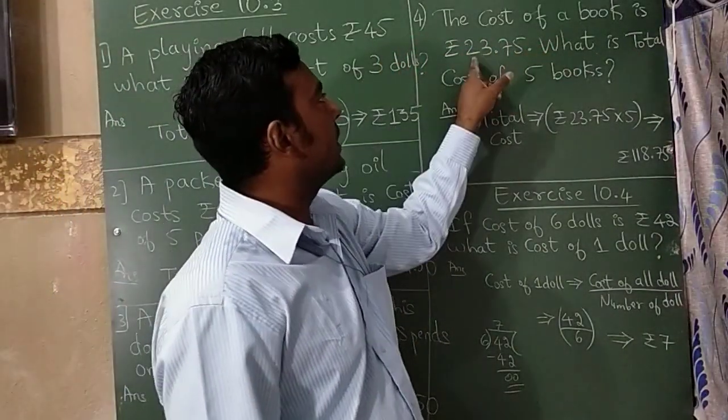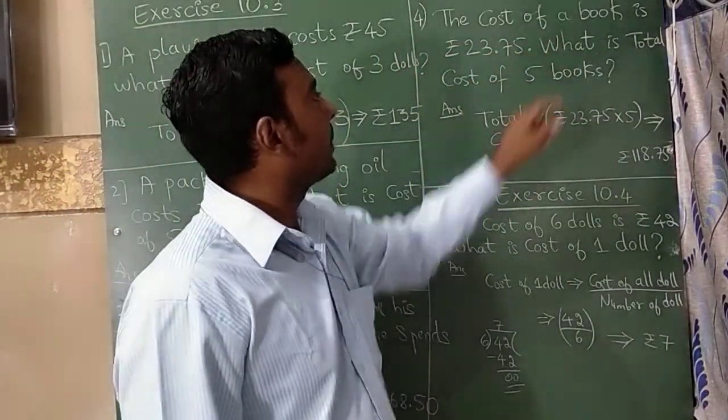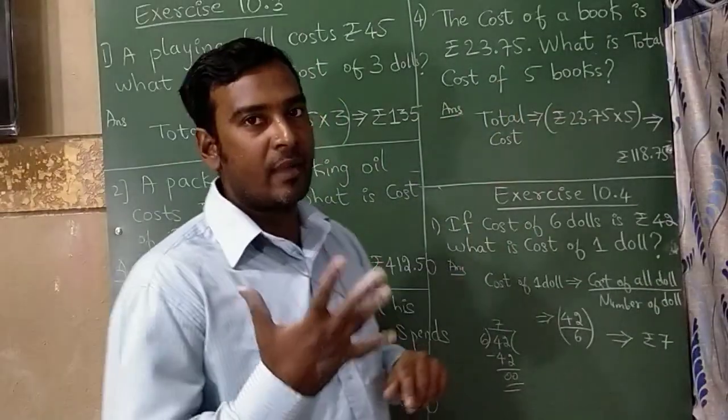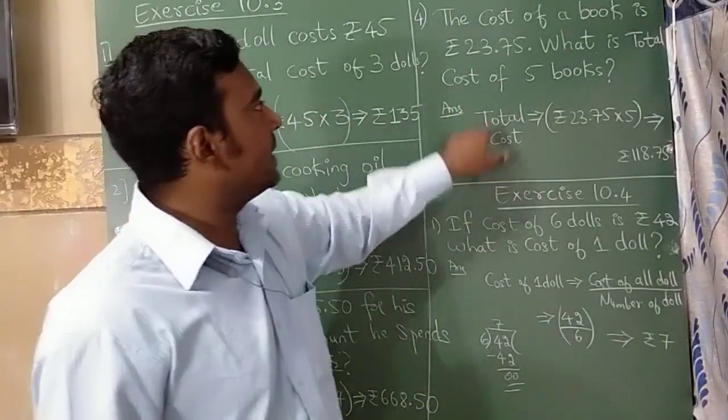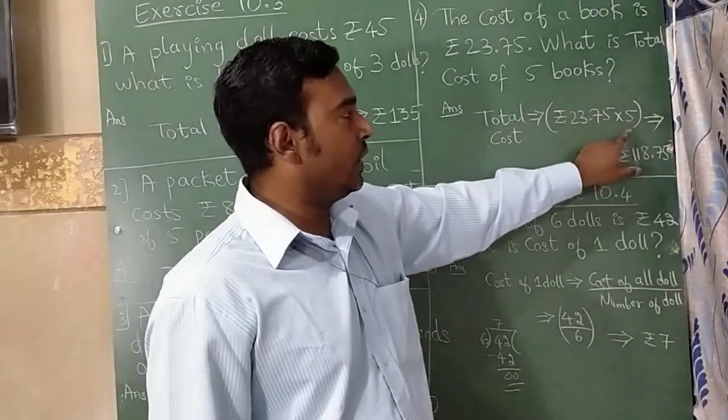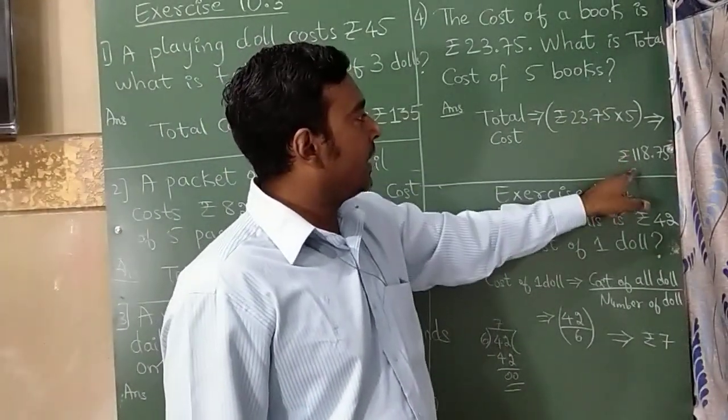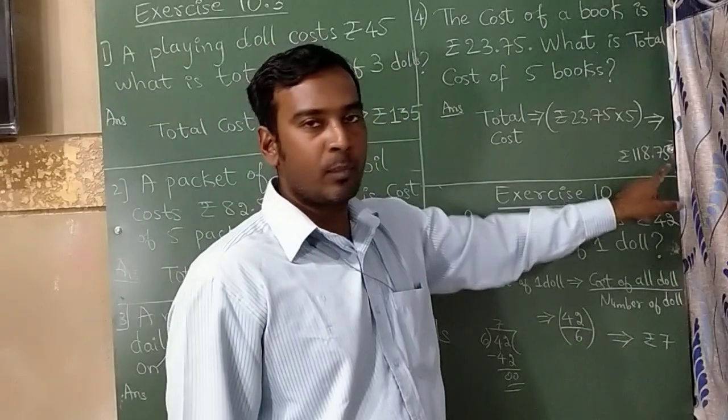Fine. Now the fourth question. The cost of the book is 23.75. What is the total cost of 5 books? So total cost is 23.75 into 5. If you multiply, you will get the answer as rupees 118.75.